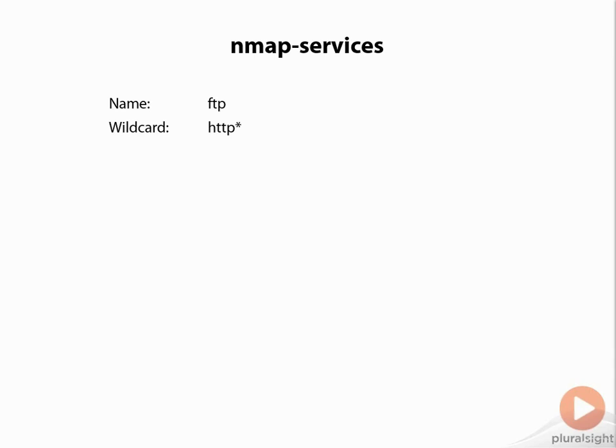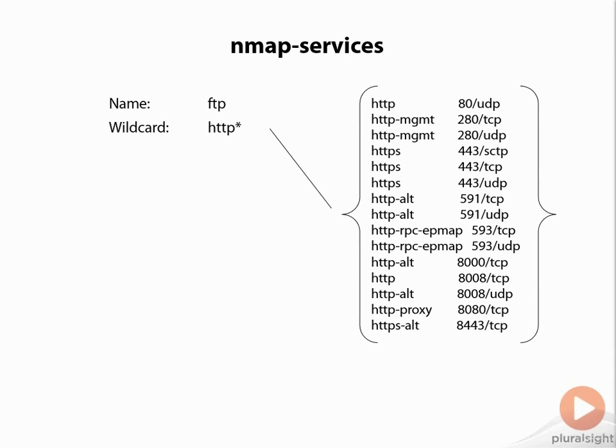Named services can also be scanned using a partial name and a wildcard, such as an asterisk, to scan all services that match the wildcarded string. For example, HTTP asterisk will expand to this list of HTTP services. Valid wildcards are the question mark, which matches a single character, and the asterisk, which matches 0 or more characters.